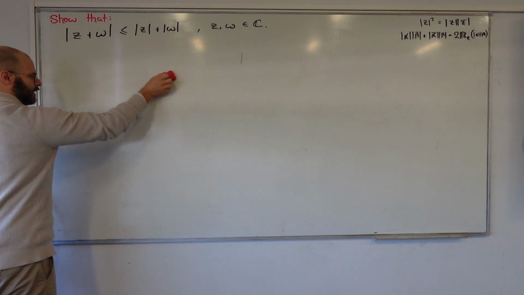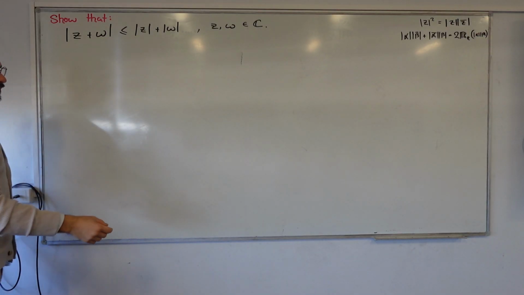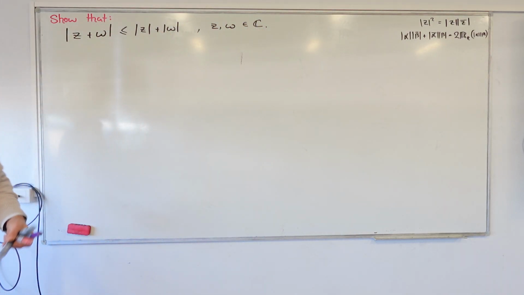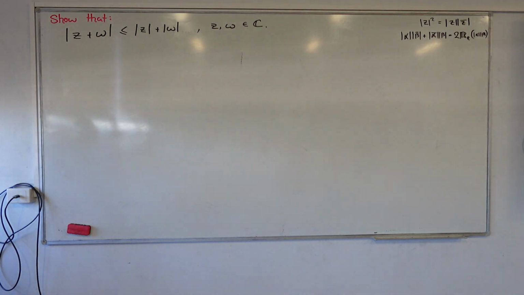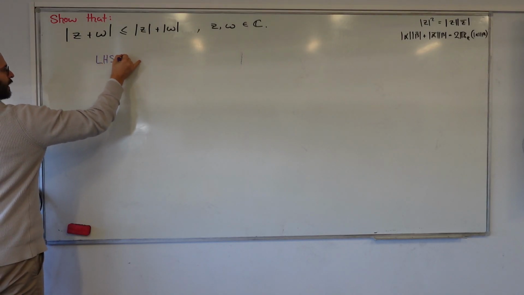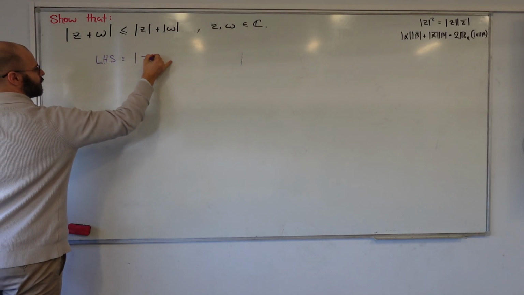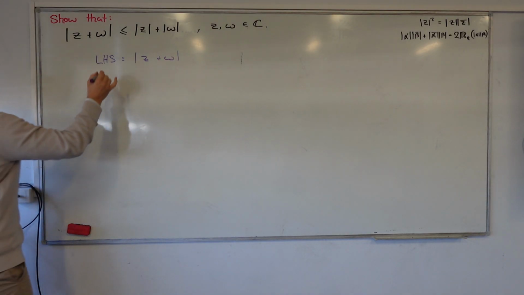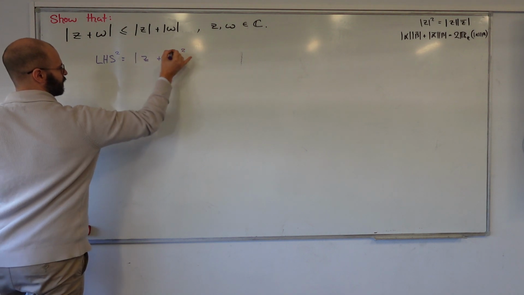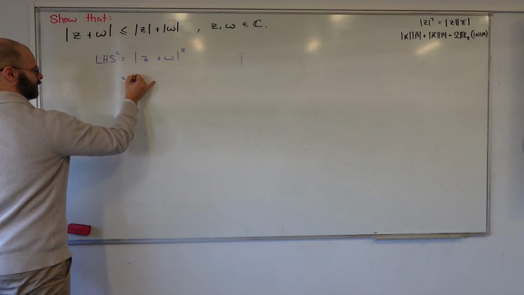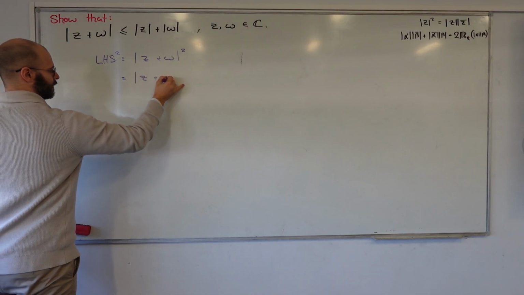Alright, now this one requires a few leaps of faith. We're going to use these two properties up here at some stage in this proof to be able to get to this point here. Now, the first thing I'm going to do is pick the left-hand side and say our left-hand side is the modulus of Z plus omega. Are we cool with that? And then next I'm going to square both sides. Are we okay with that? And then I'm going to expand it out.